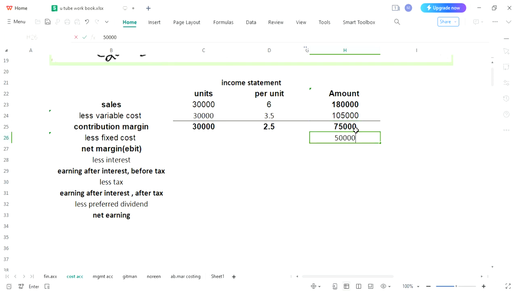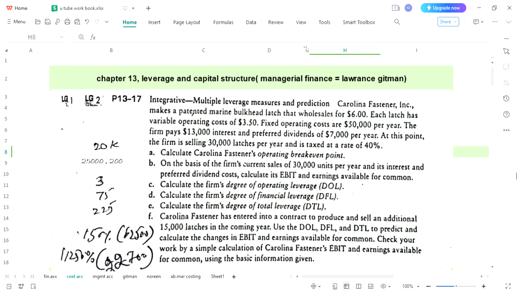When you have posted your fixed cost, you are open to calculate your earning before interest and tax, which is the difference between contribution margin and fixed cost. Your contribution margin is 75,000 and you will subtract your fixed cost, which is 50,000, and thus you have got your earning before interest and tax, 25,000.